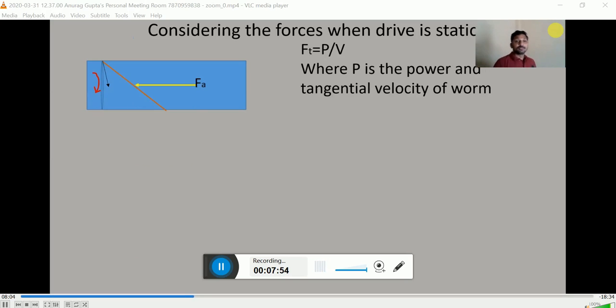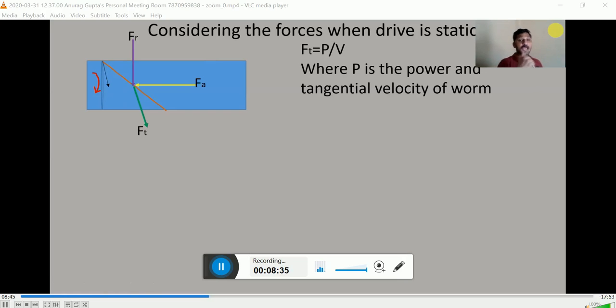Now the pitch point is this. All forces will be exerted at that point. So we are considering the axial force in the direction, as we have seen in the earlier figure. This will be the radial direction, and the tangential force will be parallel to this, tangent to this pitch circle. Okay, pitch circle of the worm. So we have drawn the Ft parallel to the tangent to the pitch circle. Okay, so these are the three forces which are acting over the pitch point on the worm.